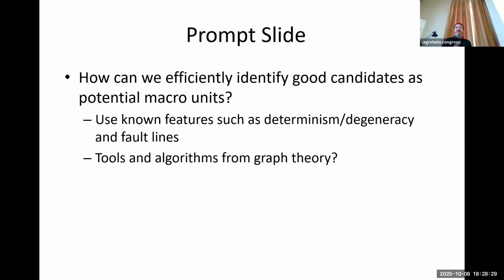Okay, so here's an intermediate prompt slide for you. So we've shown that causal power can peak at macro scales. So something we can think about is, if we've got a real system, how can we efficiently identify good candidates of potential macro units? Can we use these known features like determinism and degeneracy and fault lines? Something that seems natural to me: can we use the tools and algorithms from graph theory to find fault lines, maximum modularity partitions, things like that?